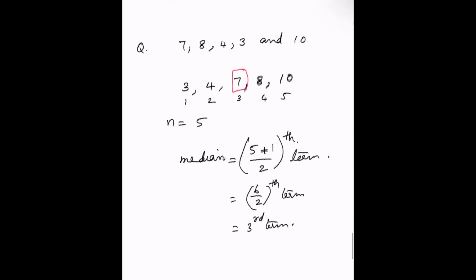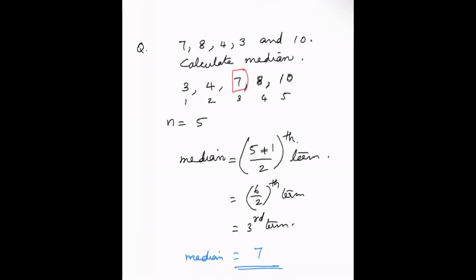Because as per the calculation, if the number of observations is odd, the formula is n plus 1 by 2th term. So 6 by 2th term, which is 3rd term. And what is the 3rd term? 3rd term is nothing but 7. So the median is 7 in this case.